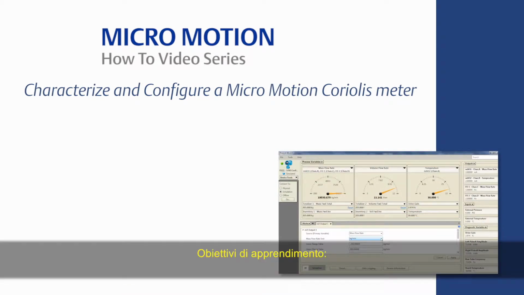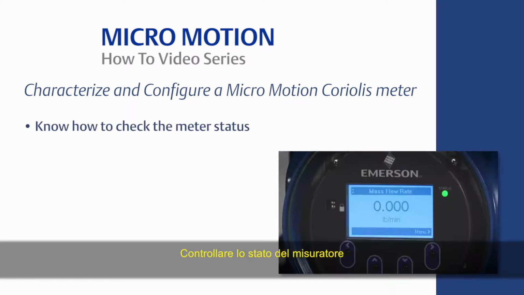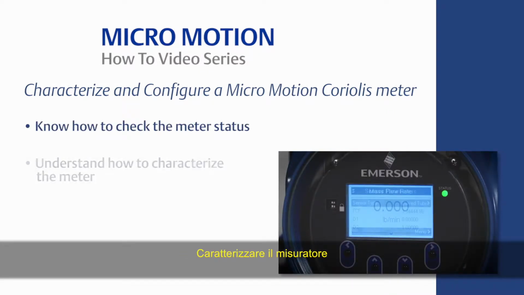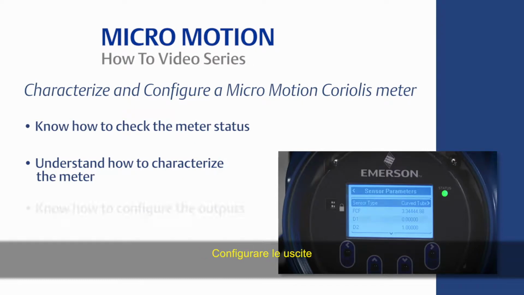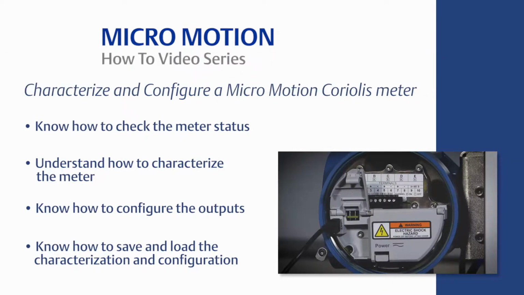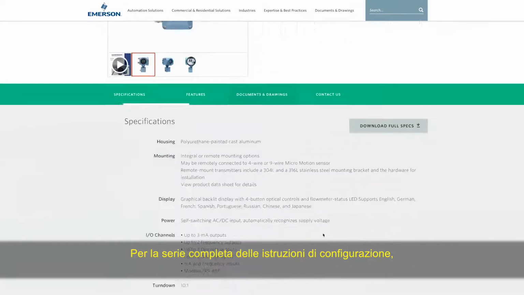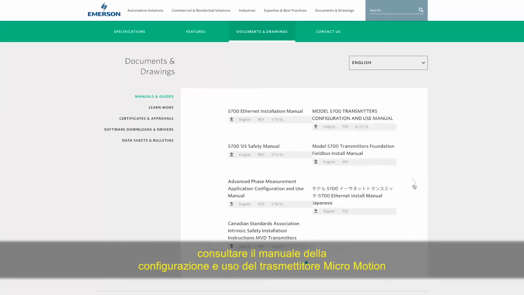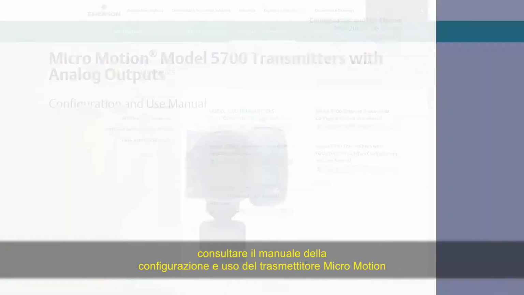The learning objectives are the following. Know how to check the meter status. Understand how to characterize the meter. Know how to configure the outputs. Know how to save and load the characterization and configuration. For the complete set of configuration instructions, please refer to the Micro Motion Transmitter Configuration and Use Manual.